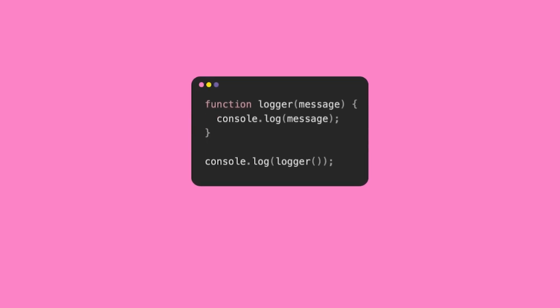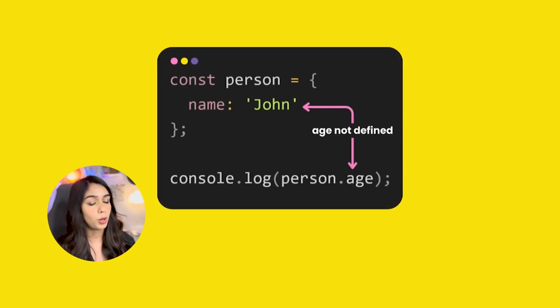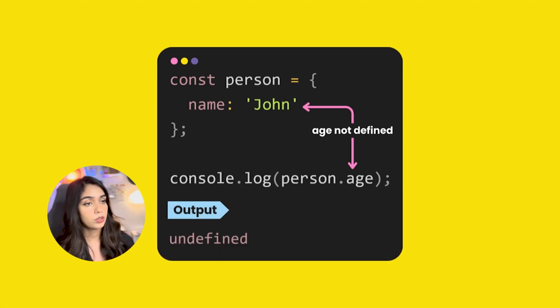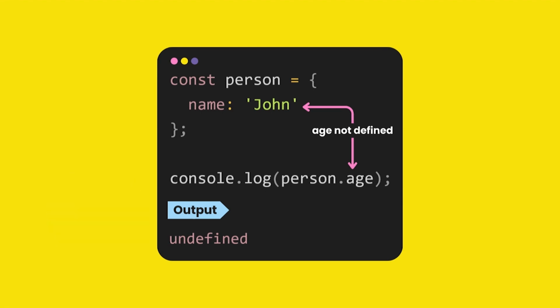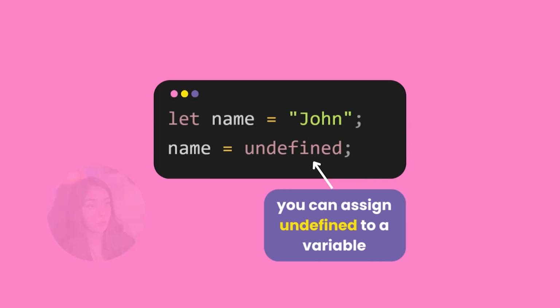If a function does not return any value, then JavaScript automatically returns undefined in such cases. Another situation where undefined pops up is when you try to access a non-existent property on an object. So in this case, if you try to access person.age, it will print undefined. You can also assign undefined explicitly to a variable.